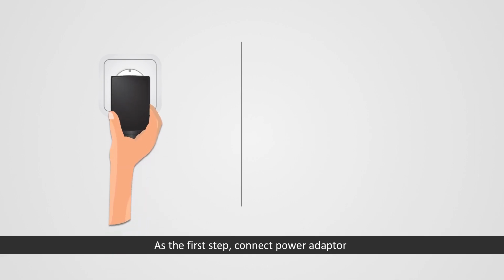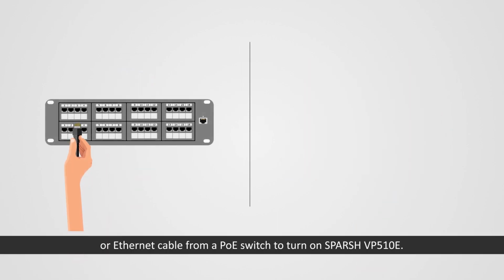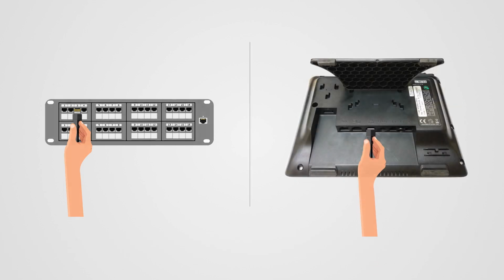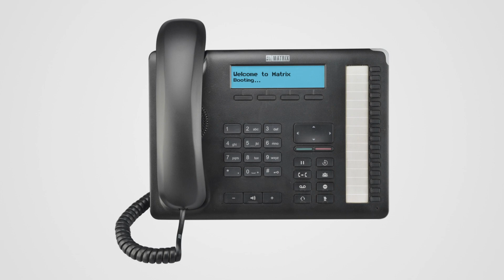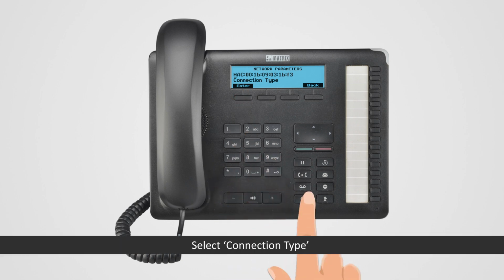As the first step, connect power adapter or Ethernet cable from a PoE switch to turn on SPARSH VP510E. Configure the network parameters at the time of booting. Select connection type.